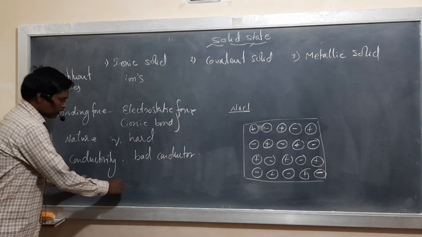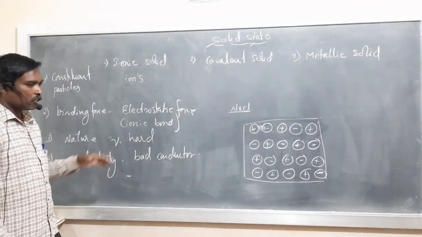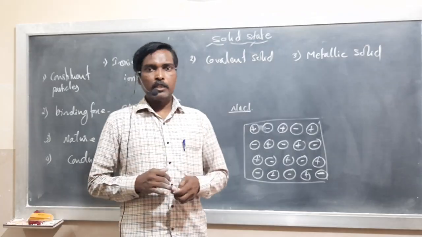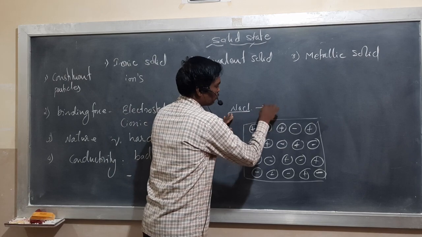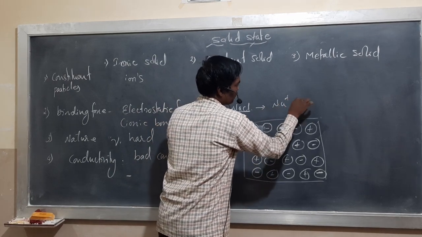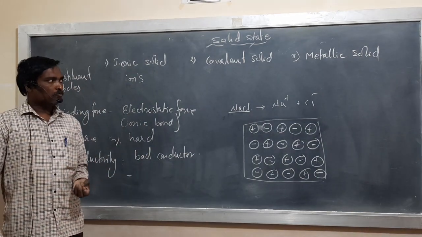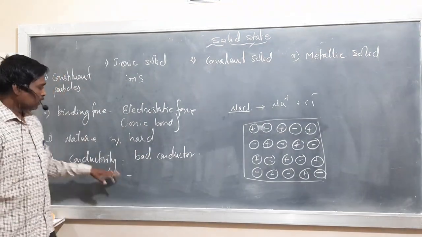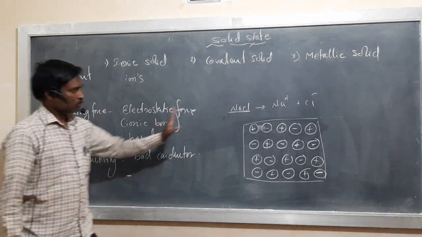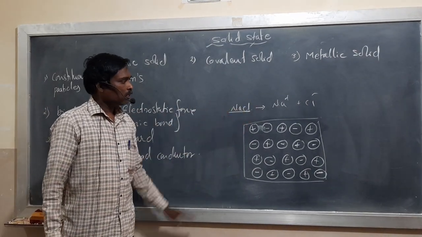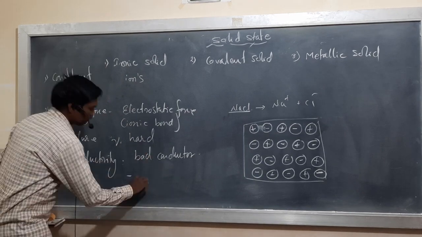Also, these ionic solids become good conductors when they are dissolved in water. When sodium chloride dissolves in water, it dissociates into ions, Na plus and Cl minus. Then we get free ions which carry electricity. That's why they are good conductors in the liquid state, in solution or aqueous state, and they are also good conductors in the molten state.